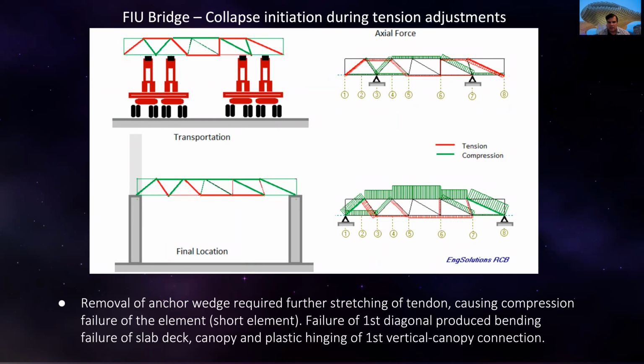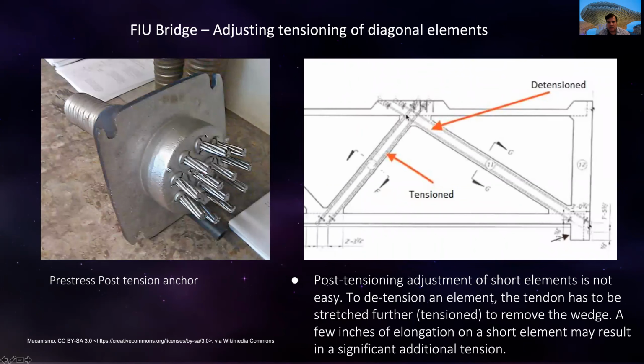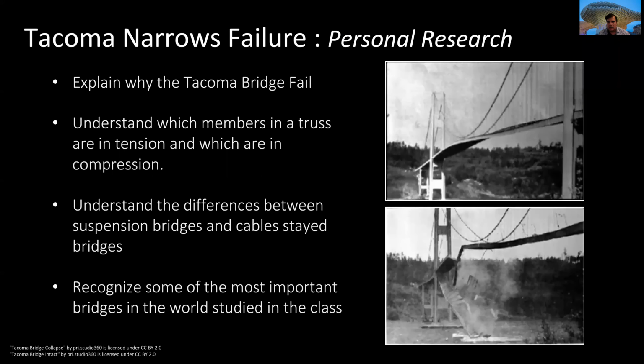But in the first diagonal, they had a failure, and that produced bending in the slab deck and a plastic hinge in the canopy of this element. And unfortunately, the post-tension anchor was not adjusted in the way that it needed to be. That is something that is not easy. And the tendon was stretched or tensioned to remove the wedge, and the elongation resulted in an additional tension that broke the element, and unfortunately the bridge was unable to support the weights.